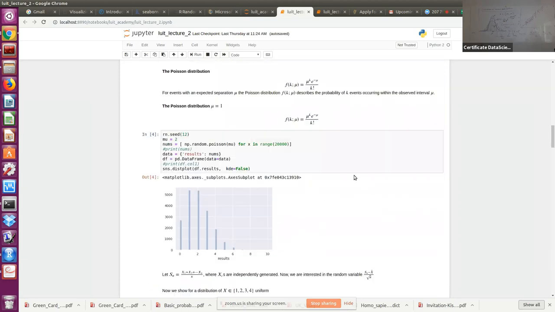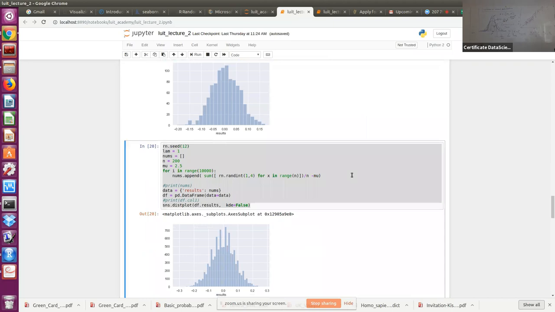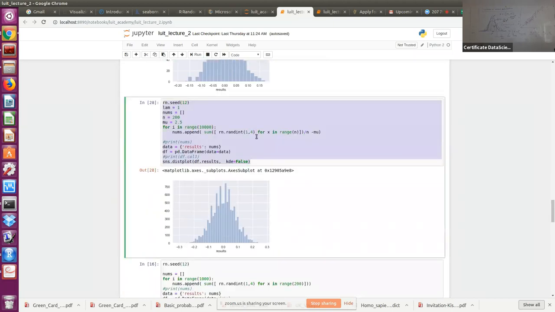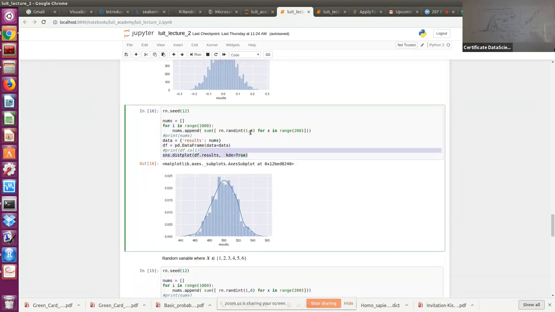But when I add them up, they somehow look like a normal distribution, even though I did it from 1 to 4. So this is the interesting thing about the central limit theorem. The addition of all these random noises that are independent is going to look more and more normal as I keep increasing the number of experiments. Eventually it becomes normal.